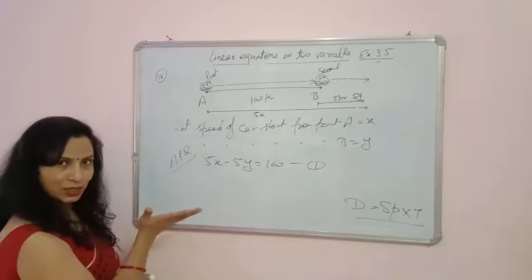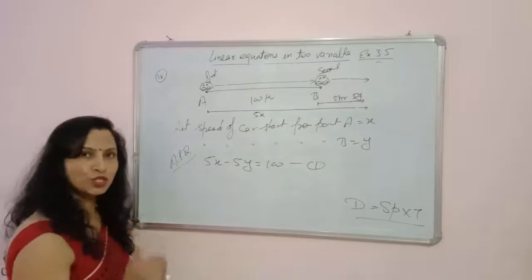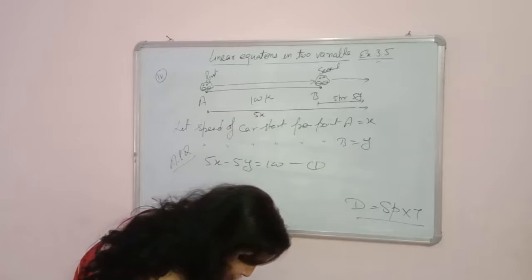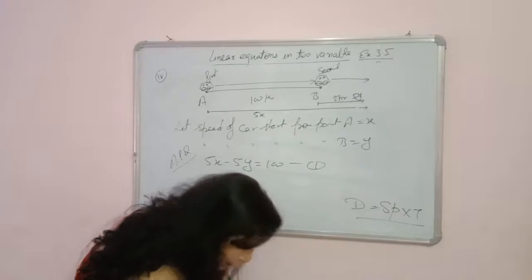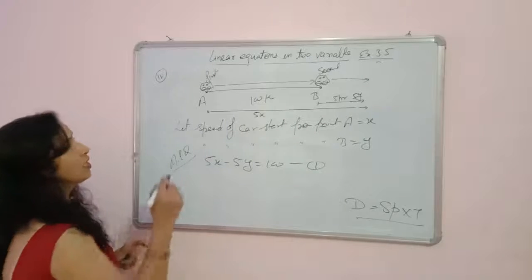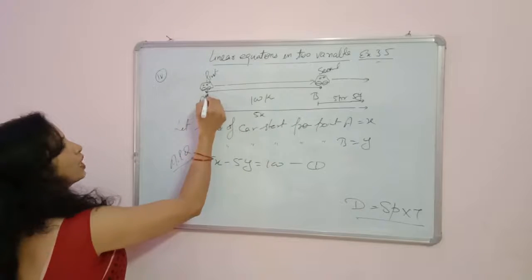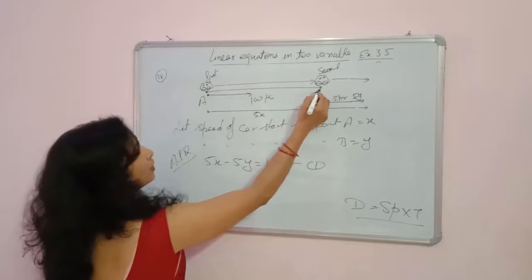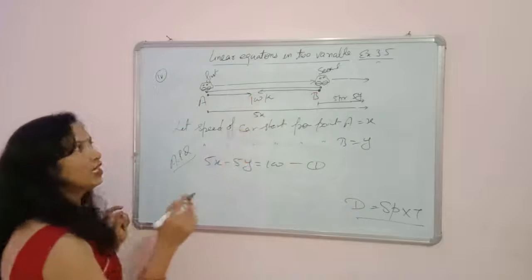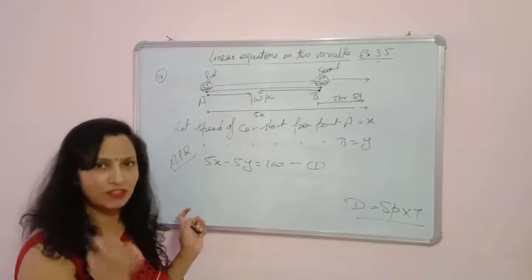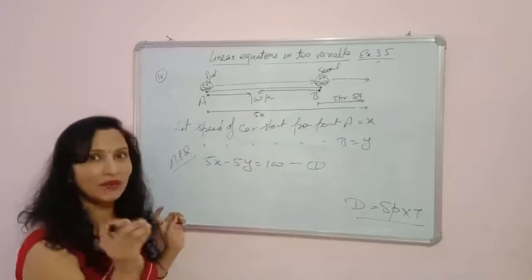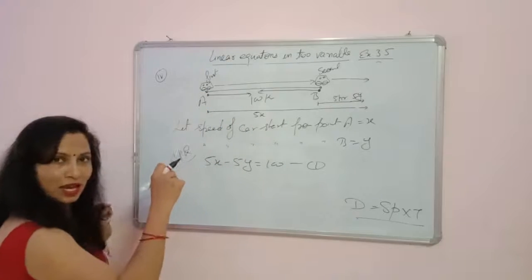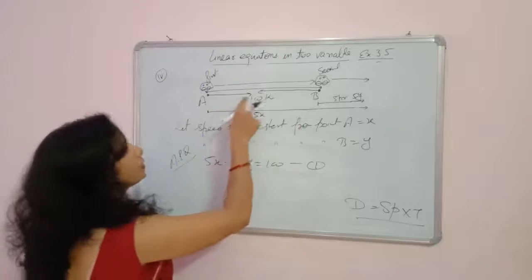Again, this is the first equation. Again in the question, if they travel in opposite direction, they meet in 1 hour. So it means, if one car starts from this point and travels towards this side, and another car starts from this point and travels towards this side, the total distance covered by both the cars is how much? It is 100. So this car having the speed of x, and both the cars will meet in 1 hour.